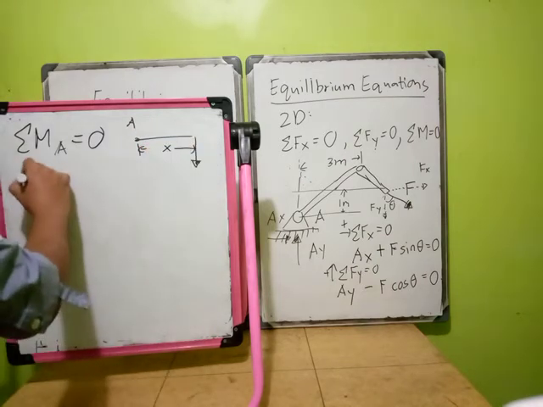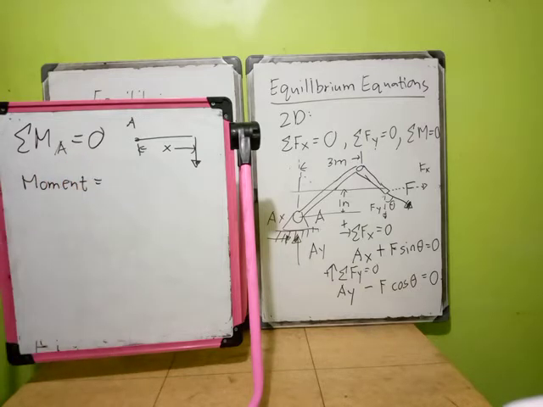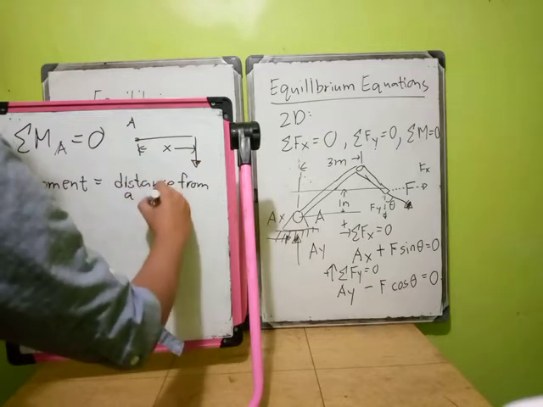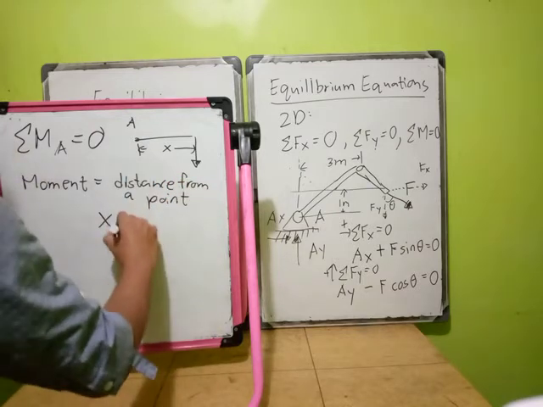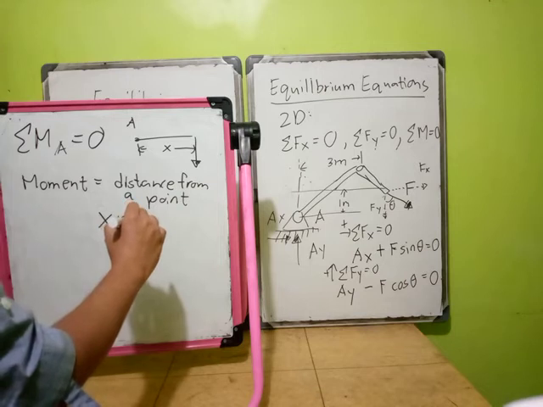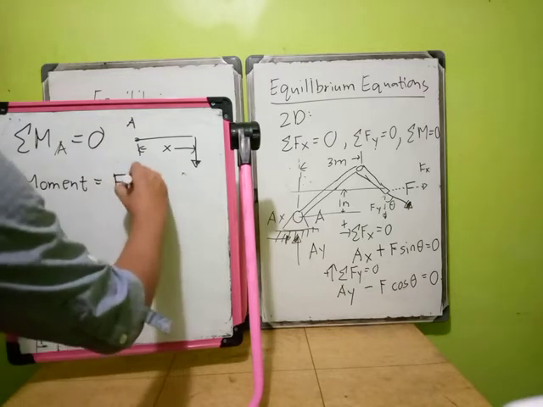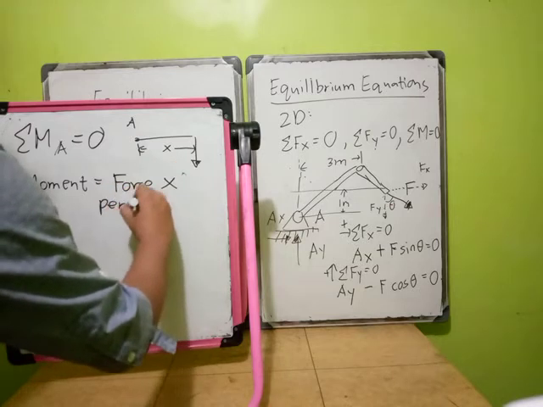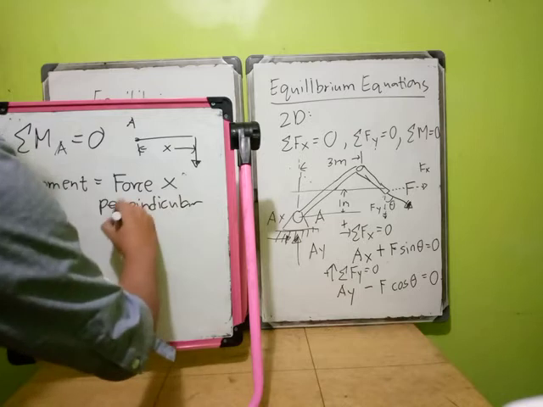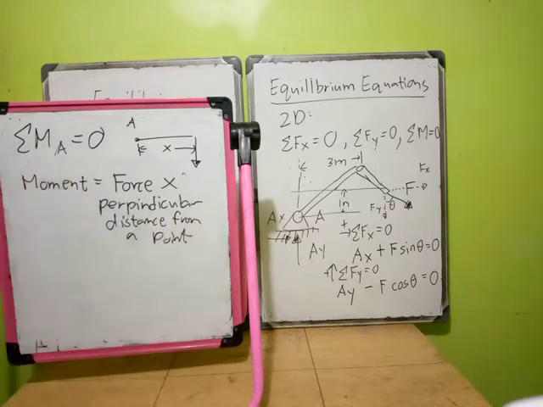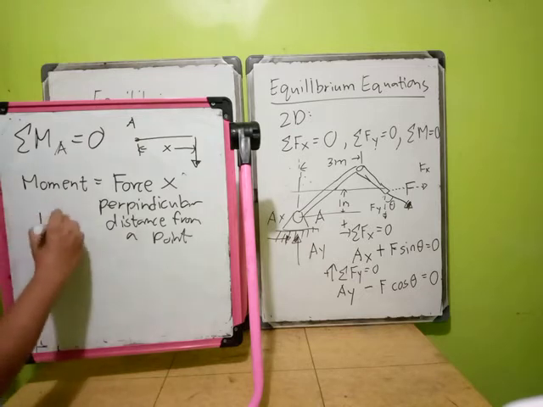Okay? So, remember that moment is equal to distance from a point multiplied by force. Okay, so I may correct myself: moment is equal to force times perpendicular distance from a point. Okay. So, ganyan. Nilagay ko lang kung ano yung definition ng moment, okay? So, paano ba yung perpendicular? Ibig sabihin ng perpendicular is bumubuo siya ng 90 degrees.